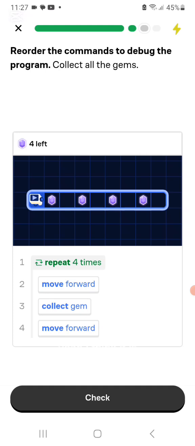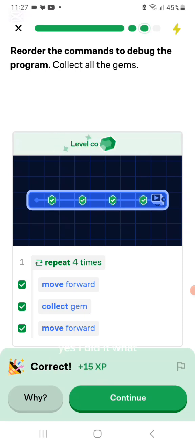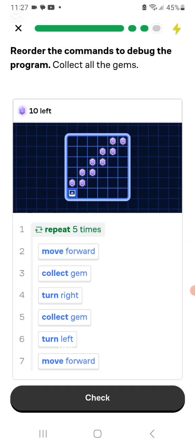Yeah, I think it is. Yes, look at that. What? No, look. There is repeat 5 times. Move forward to that gem, turn right. Move forward. Turn left. Okay, I think it will be.